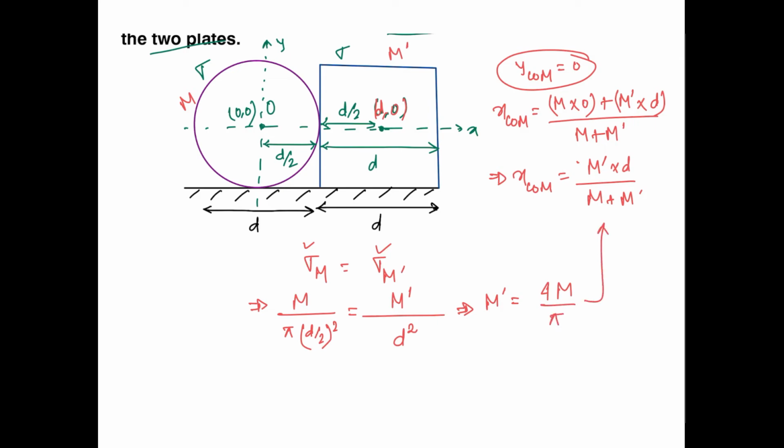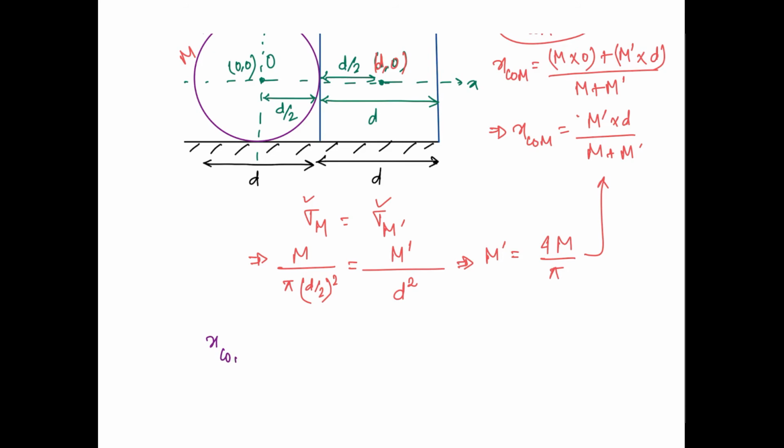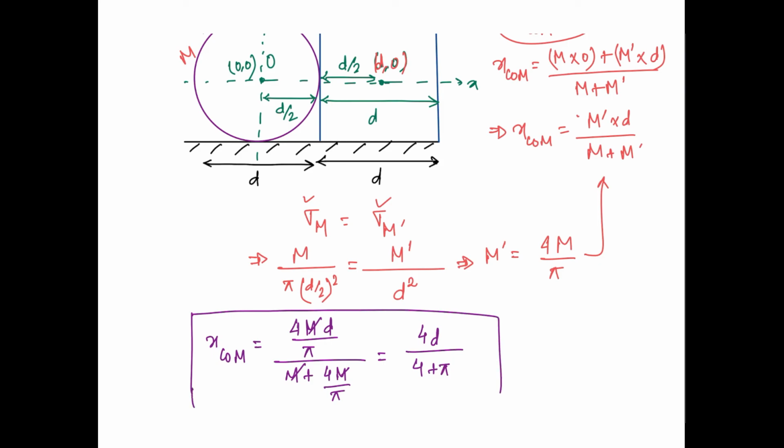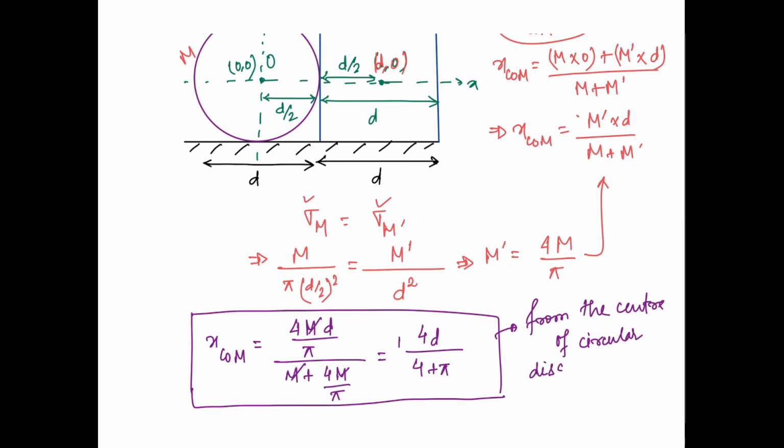Now putting this value here, the x coordinate of center of mass is 4m into D by pi upon m plus 4m by pi. So m cancels, pi and pi also cancel, and this becomes 4D upon 4 plus pi. This x coordinate of center of mass is measured from the center of the circular disc, and since this value is positive, it will be to the right of the origin, that means from the center of the circular disc to the right. So this was the answer.